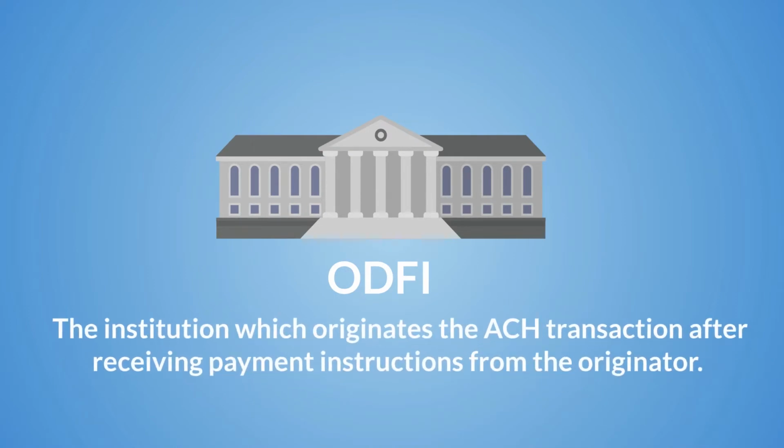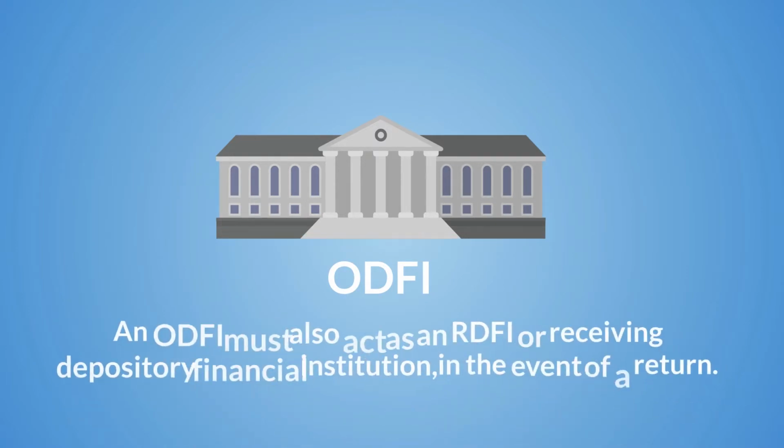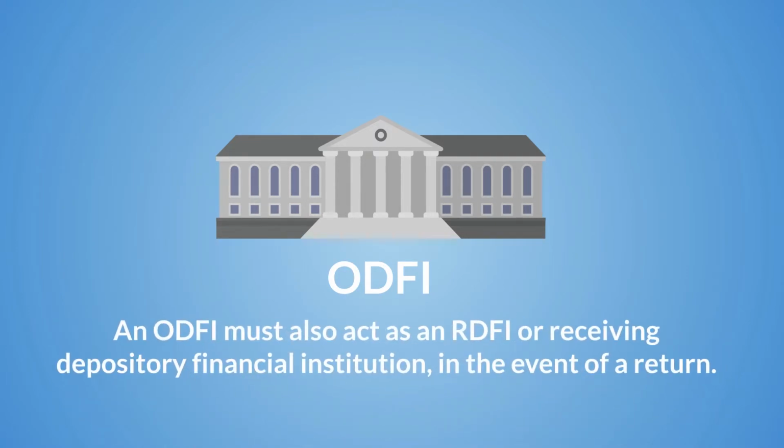The originating depository financial institution, or ODFI, is the institution which originates the ACH transaction after receiving payment instructions from the originator. Keep in mind that for transactions to enter the ACH network, it must be done by a financial institution. An ODFI must also act as an RDFI, or Receiving Depository Financial Institution, in the event of a return.